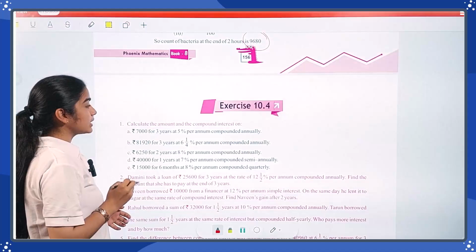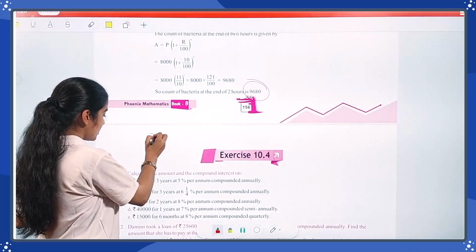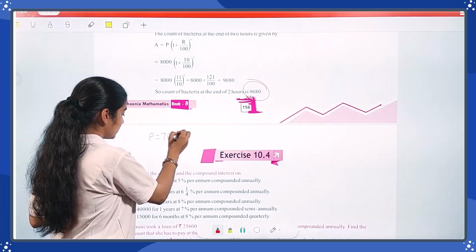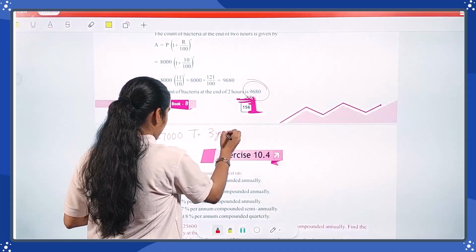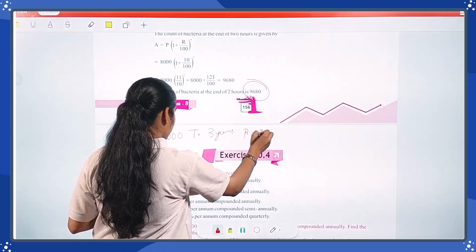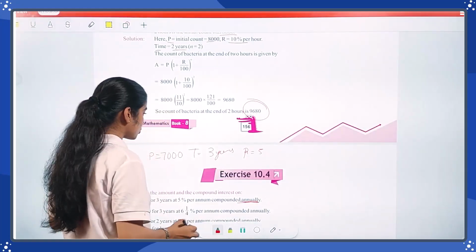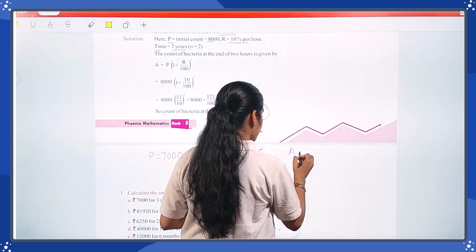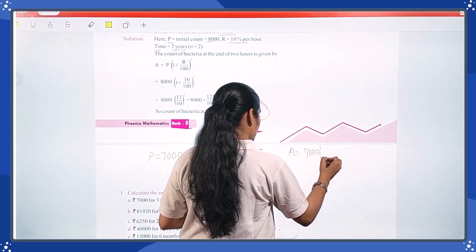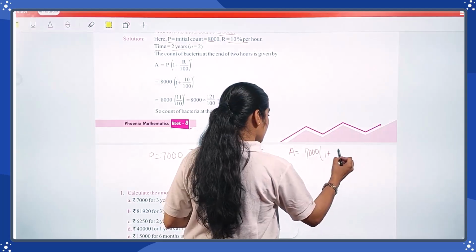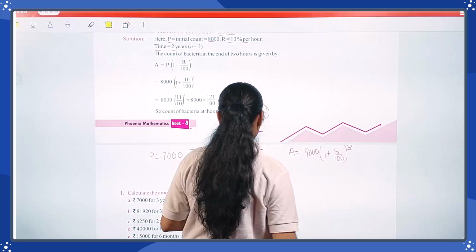Now we have exercise 10.4. Calculate the amount and the compound interest. So here we have a principal P 7,000, time 3 years, and rate of interest as 5% compounded annually. So annually we just don't need to change our formula. A is equal to 7,000, 1 plus 5 by 100 raised to 3.